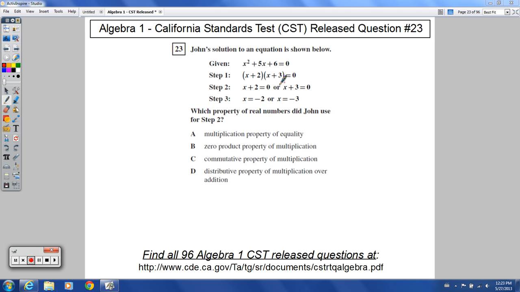Step 2, looks like he's splitting up the factors and setting each one equal to 0 to solve. Step 3, and it looks like he's solved for x in both of those separate equations. So I didn't see any problems there as I went through those. Just at a first glance, it says which property of real numbers did John use for step 2? And so right here is step 2.